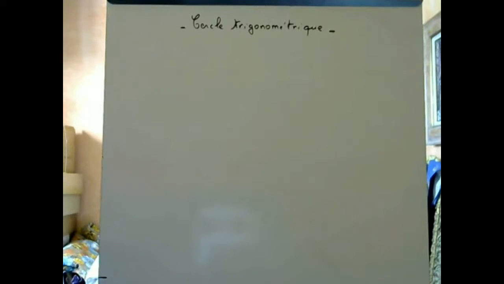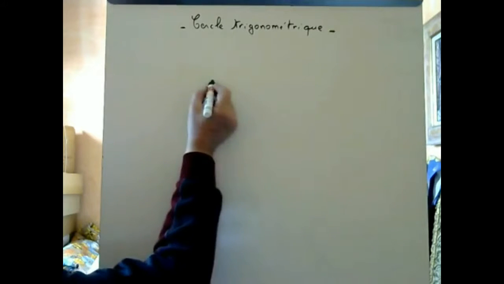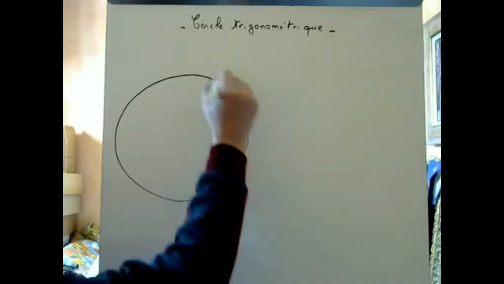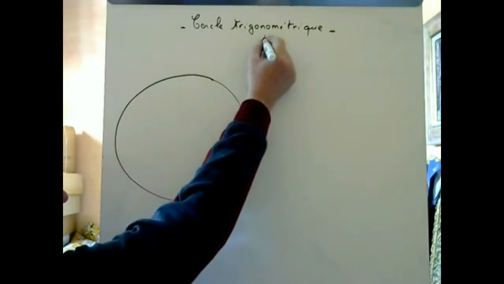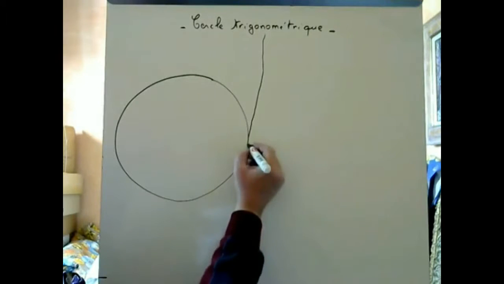Hello, today we're going to look at the trigonometric circle and how to place an angle in radians on our trigonometric circle. So, we're going to draw a circle like this. Then once the circle is done, I will draw a chord here where I will put the values of the angles in radians. Here will be 0.